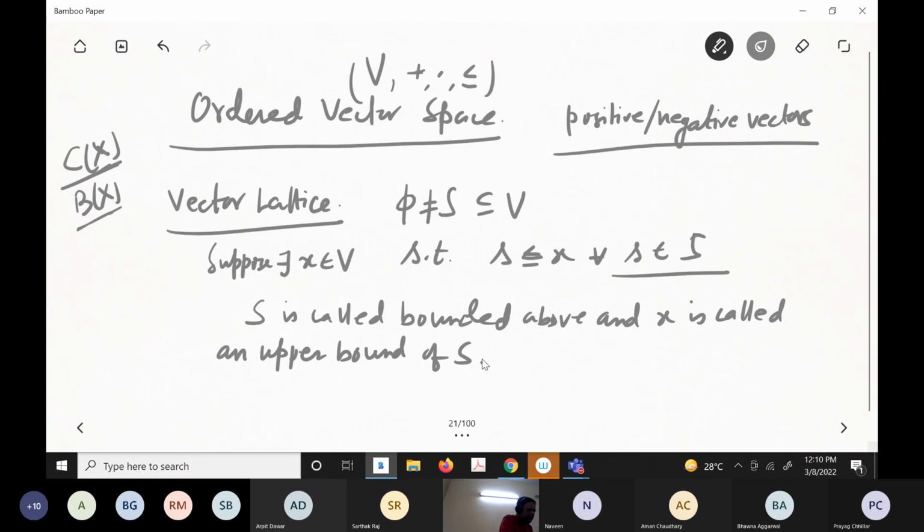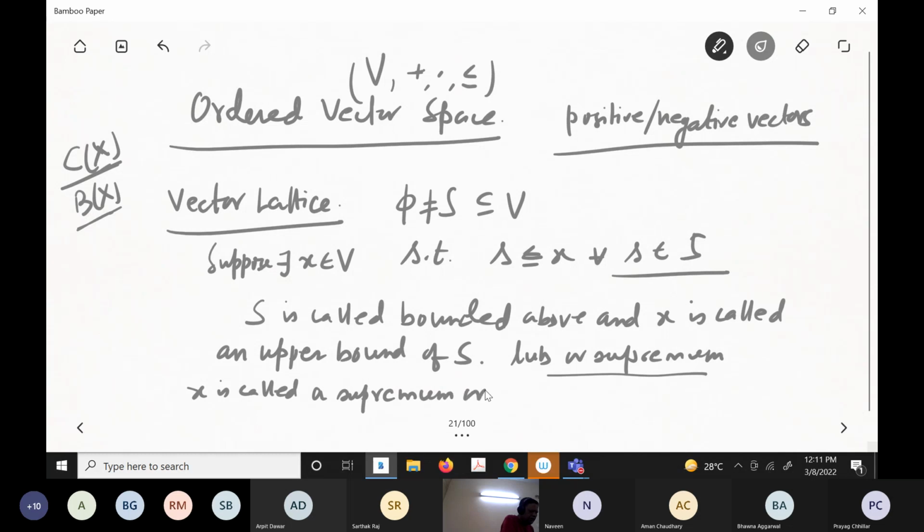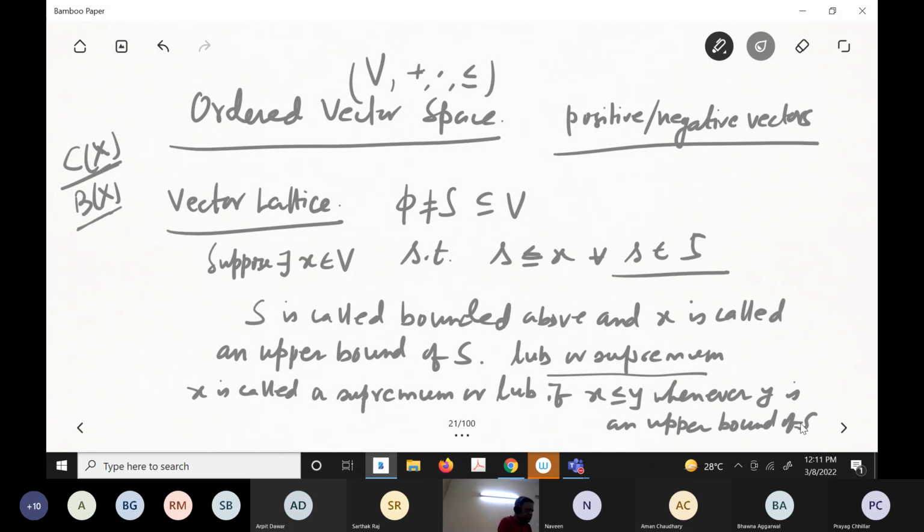Similarly, you can define least upper bound or supremum. It will mean that any other upper bound will be bigger than this. That means X is called a supremum. First I'm writing supremum, then I will say it has to be unique. It's called a supremum or least upper bound if X is less than or equal to Y whenever Y is an upper bound of S. So among the upper bounds of S, this is sort of the minimum. That is called a supremum.